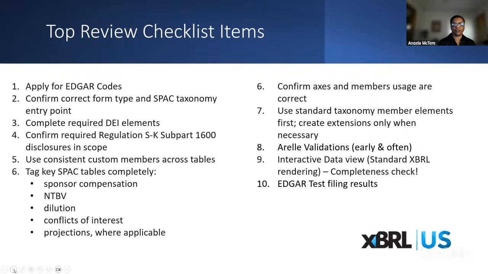So some things that you definitely want to look out for, some things that were mentioned by Will and Nikki. Making sure that you're completing the required DEI elements. Again, if you have questions, I know your printers are going to assist you through this process. Using consistent custom members across tables. Using standard taxonomy member elements first, creating extensions only when necessary. Definitely your EDGAR validations, checking that as early and often as possible, and then submitting your EDGAR test filings.